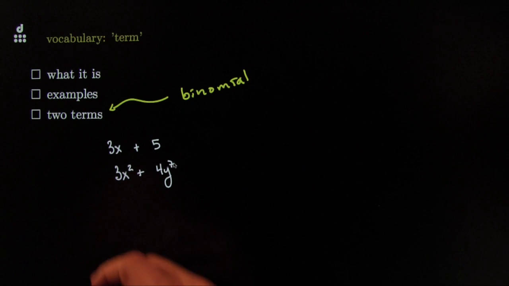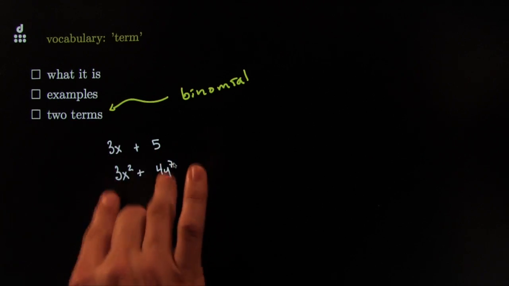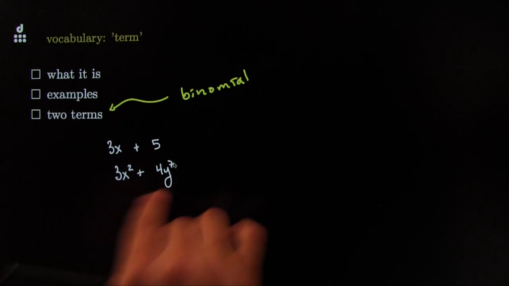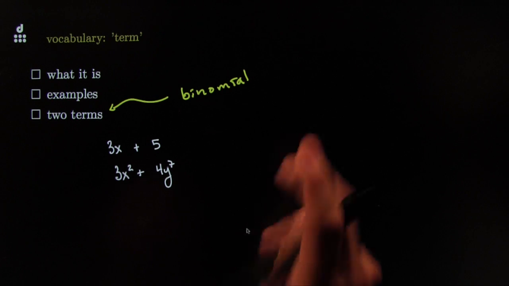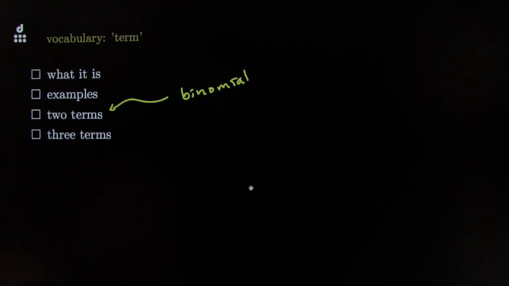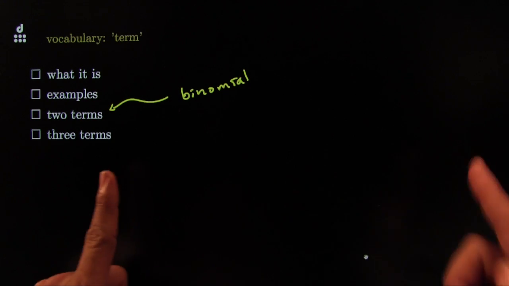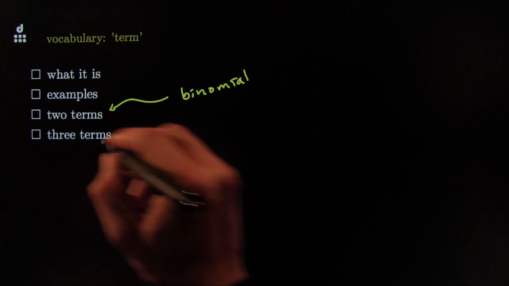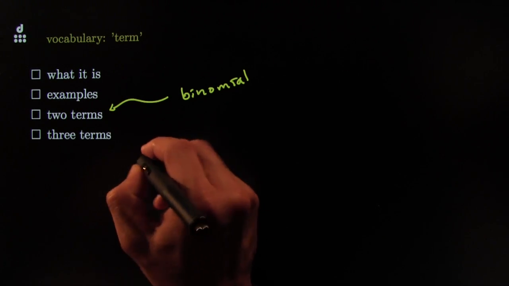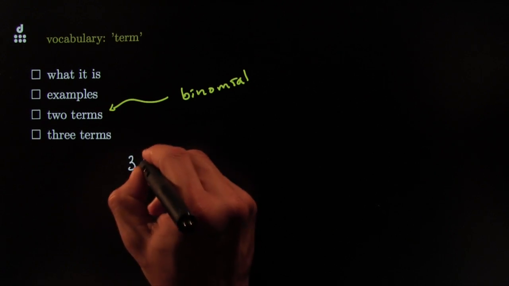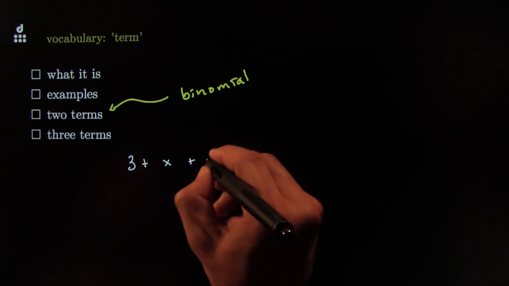Okay, those are terms. Those two terms. This is a binomial. This is a binomial. All right, now what about a trinomial? Could we get a trinomial? Well, how could you get three terms? Well, it's easy. You just have to have two pluses, because those are the bookmarks, and that would get you three terms. So the simplest example I could possibly think about would be 3 plus x plus y.